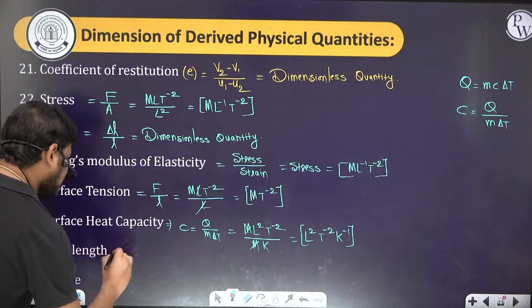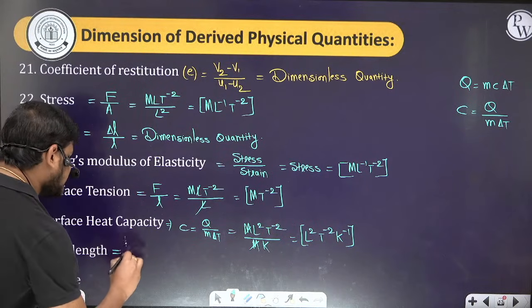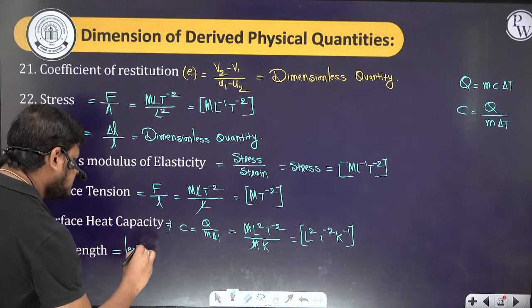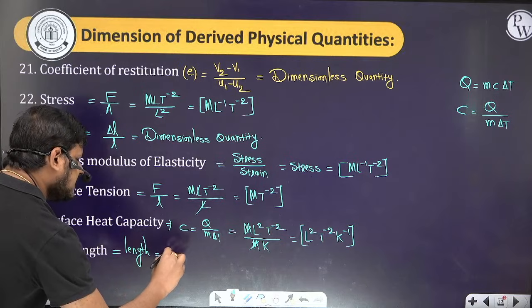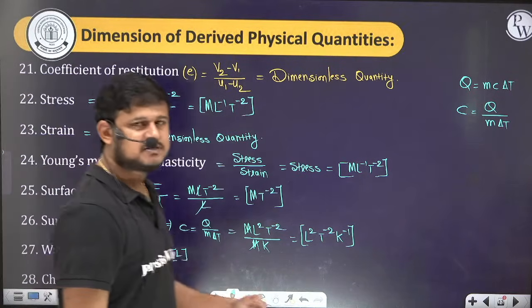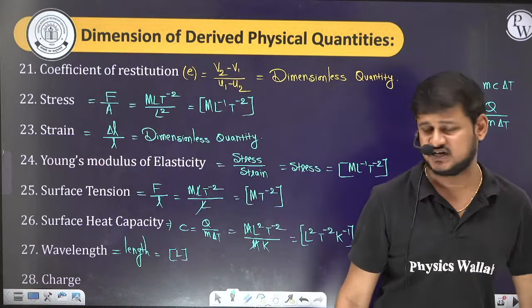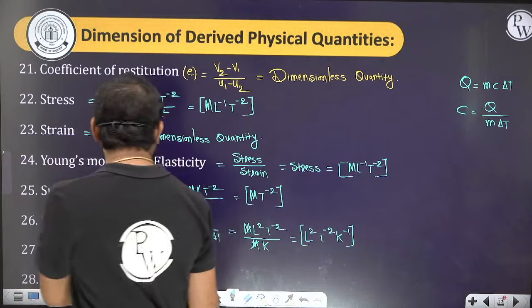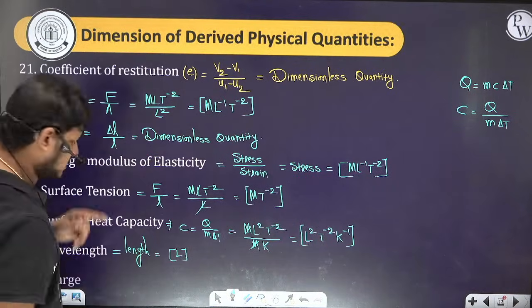Now the wavelength is nothing but a length. It's measured in meters, so the wavelength's dimensions will be simply L. Wavelength is measured in meters, centimeters, or angstroms, which is a quantity related to length.